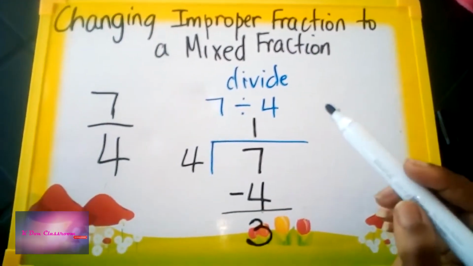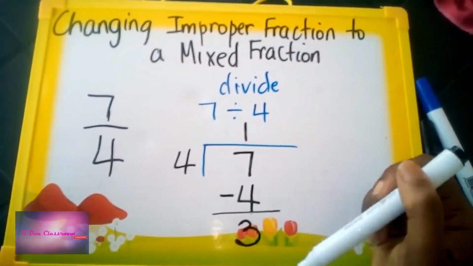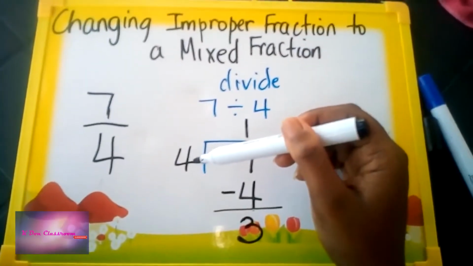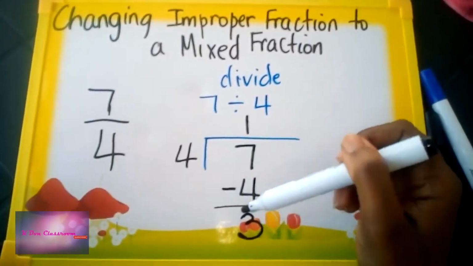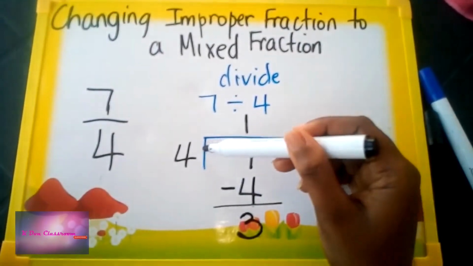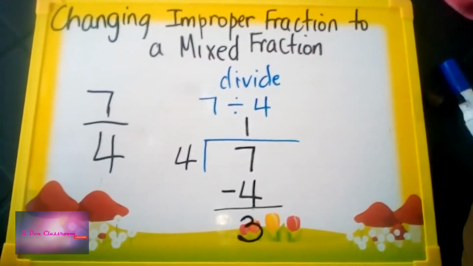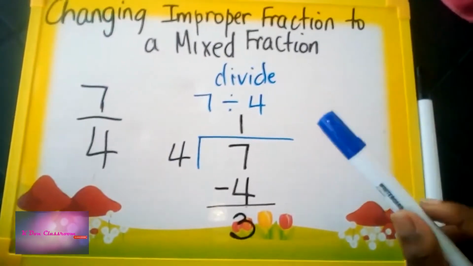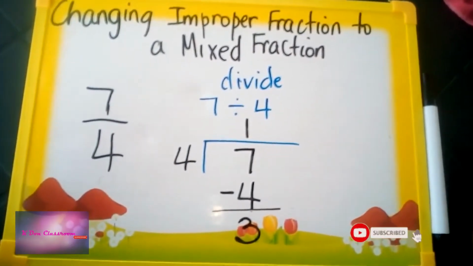Now we need to continue to ask ourselves, can 4 go into 3? The answer is no, because I can't have 3 things and get a group of 4 from it. So once we're at this point where we can no longer use our divisor to divide, then we stop. Now, you are asking the question, how do I use this to then get a mixed fraction?